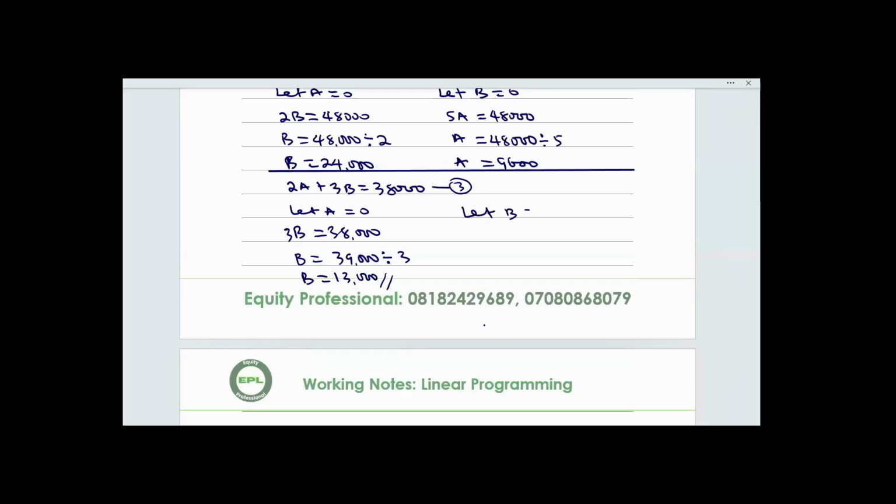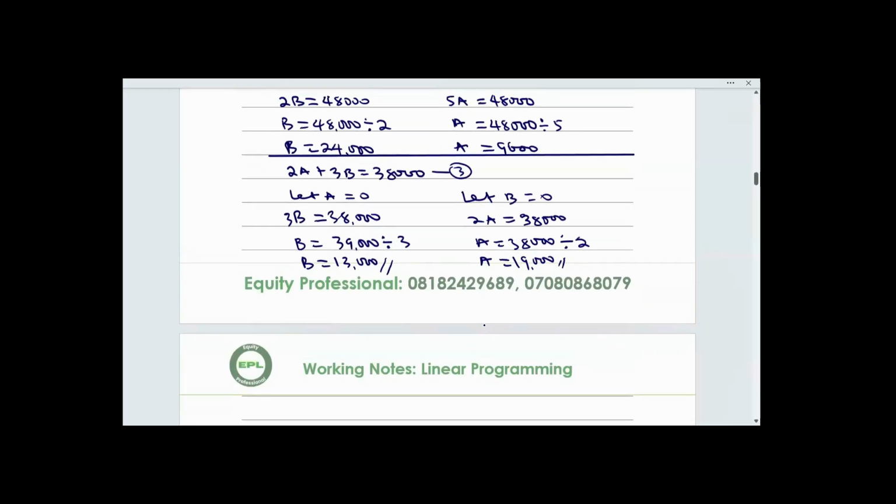Let b equal to 0. If b is equal to 0, then 2a will be equal to 38,000. Therefore, a equal to 38,000 divided by 2. Then a will be equal to 19,000, I think. Yeah, 19,000.